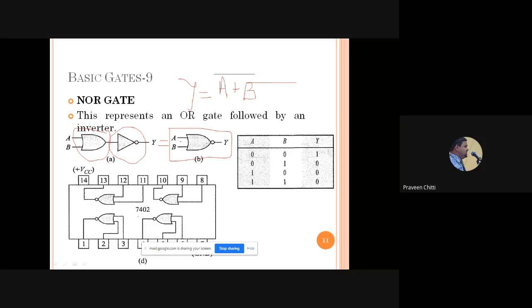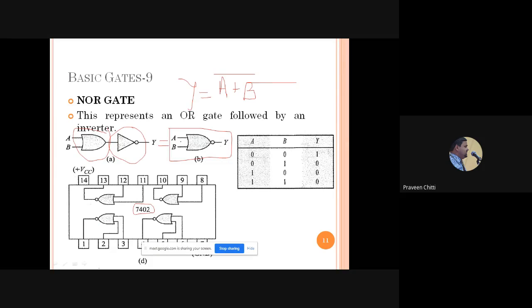Now, we have an IC. What is the IC number you can see here for NOR gate? 7402. And you can see here a slightly different arrangement of the gates. Again, every gate requires how many pins? 3. So we can have 4 gates only. Pin number 7 is for ground, pin number 14 is VCC, and the remaining pins are used for the 4 gates. But now you can see how inputs and outputs are assigned.